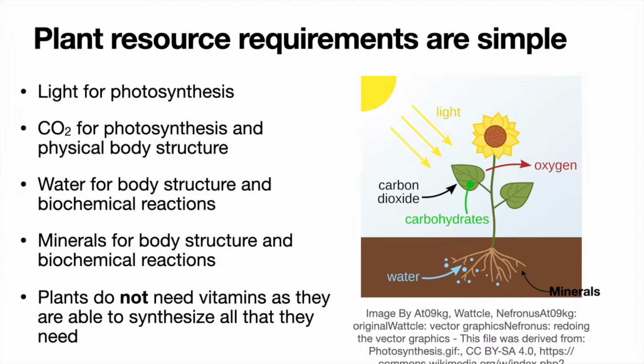Plant requirements are really quite simple. They need light for photosynthesis and the production of carbohydrates. They need CO2 for photosynthesis and the production of carbohydrates. For body structure, they need water for body structure and biochemical reactions. And they need minerals for body structure and biochemical reactions. Plants do not need vitamins as they are able to synthesize all that they need.